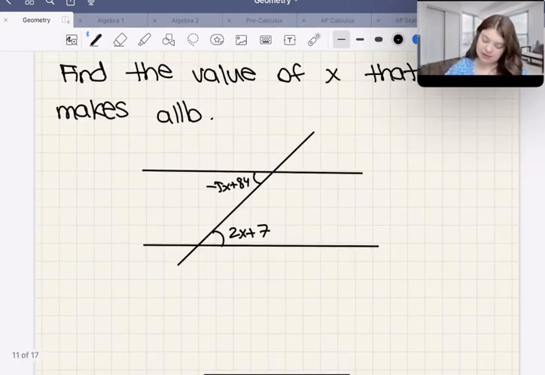Okay, here's another one. It says, find the value of x that makes line A and B parallel. So again, these are alternate interior angles. Because they're alternate interior, if the lines were parallel, that means they would be the same. And likewise, if these two are the same, that makes these lines parallel. It's an if and only if. So in this case, same kind of thing.